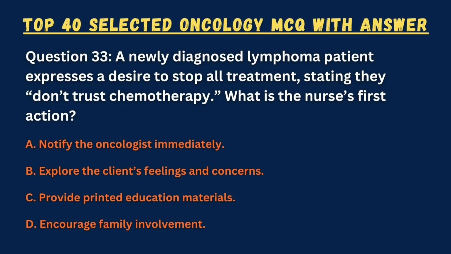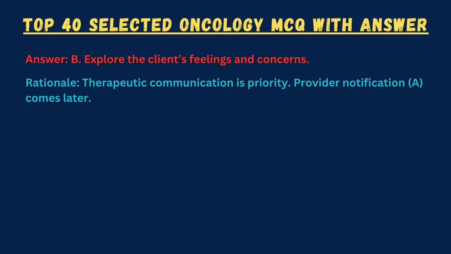Question 33. A newly diagnosed lymphoma patient expresses a desire to stop all treatment, stating they don't trust chemotherapy. What is the nurse's first action? A. Notify the oncologist immediately. B. Explore the client's feelings and concerns. C. Provide printed education materials. D. Encourage family involvement. Answer: B. Explore the client's feelings and concerns. Rationale: therapeutic communication is priority. Provider notification, A, comes later.